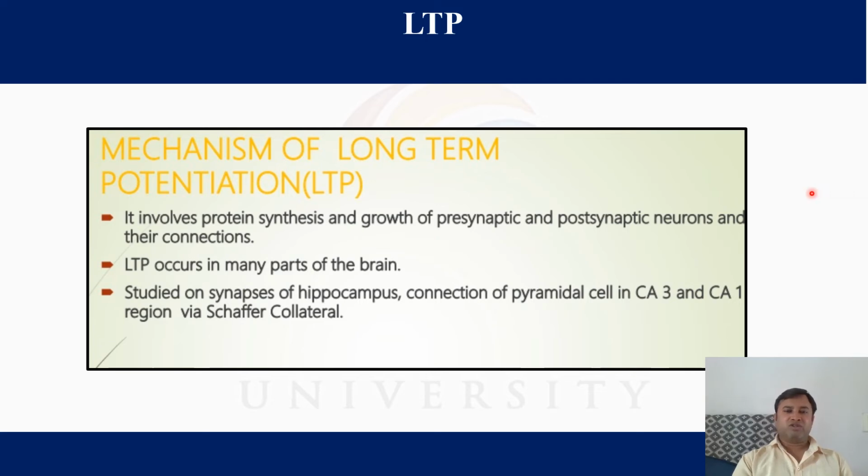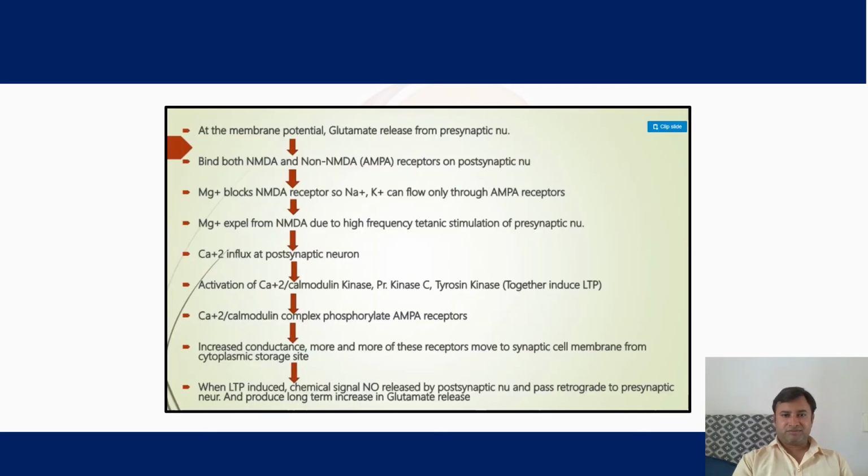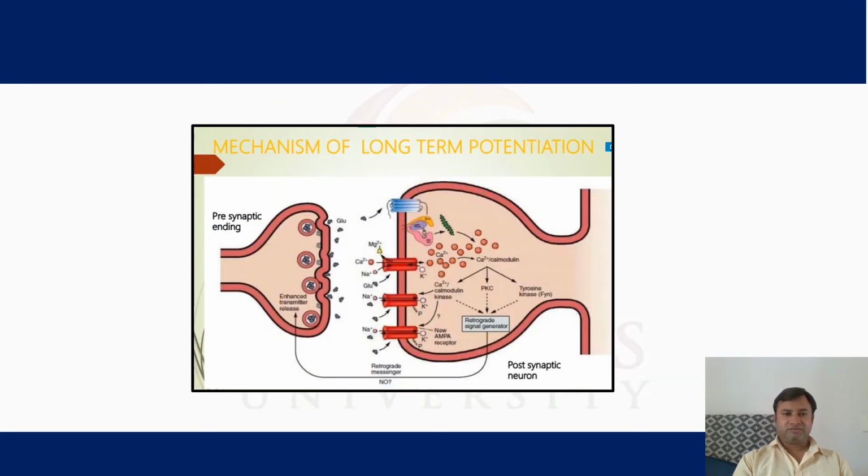So the main function of the hippocampus is long-term potentiation. It involves protein synthesis, growth of the presynaptic and postsynaptic neurons and their connections. Long-term potentiation occurs in many parts of the brain, and studies on the synapse of the hippocampus, the connection of the pyramidal cells in the CA3-CA1 region by Schaffer collateral fiber. So this is the mechanism of long-term potentiation. There are various steps through which long-term potentiation occurs. So this is the figure of long-term potentiation.